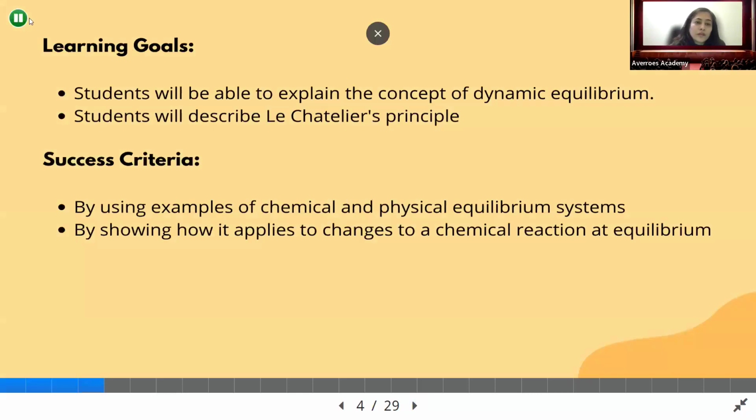More specifically and more importantly are our learning goals and success criteria. Students will be able to explain the concept of dynamic equilibrium and describe Le Chatelier's principle. And success criteria, by the end of this lesson, you should be able to use examples of chemical and physical equilibrium systems and show how it applies to changes to a chemical reaction at equilibrium.